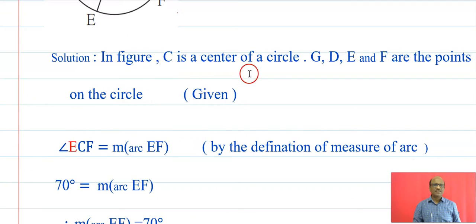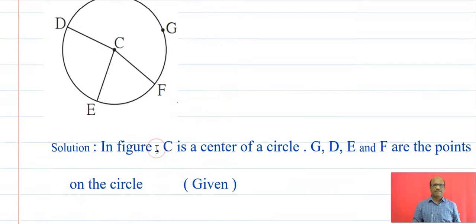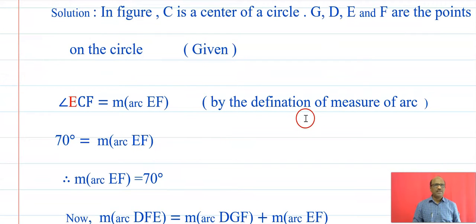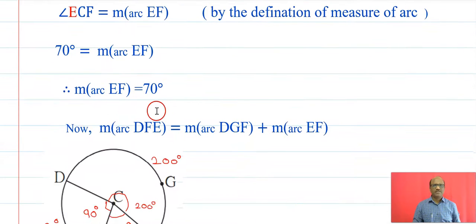Now see this. In the figure, C is the center of a circle. G, D, E and F are the points on the circle. Measure of arc EF is equal to measure of angle ECF, by the definition of the measure of arc. But what is the measure of angle ECF? That is equal to 70 degrees. Therefore, the measure of arc EF is equal to 70 degrees.